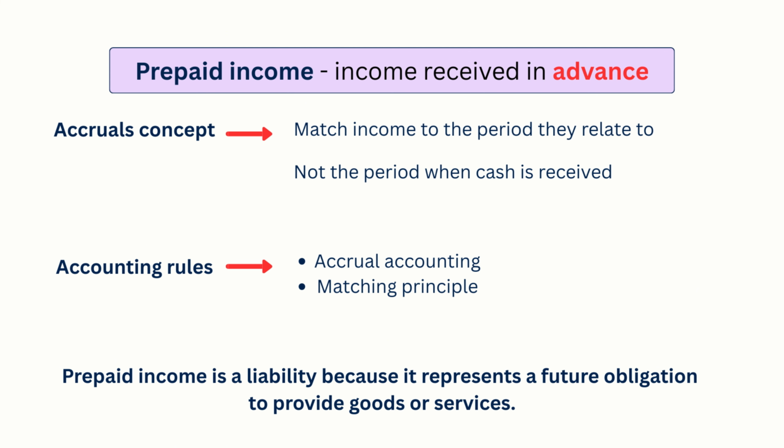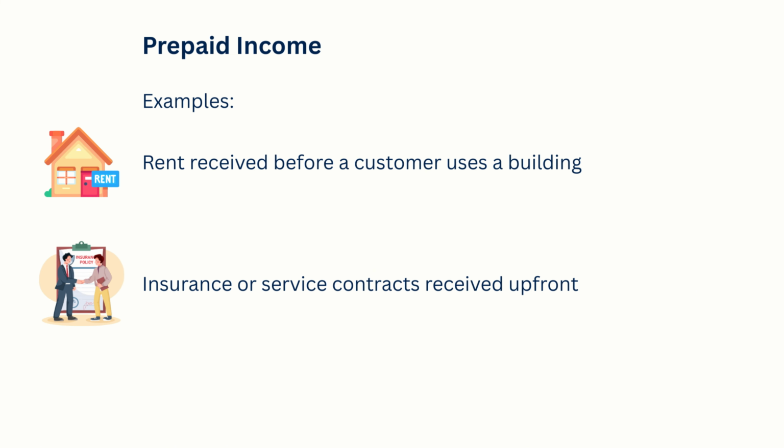A business might receive cash in advance, or it might issue an invoice in advance, but neither of those actions automatically mean the income has been earned. What matters is when the service or access is actually provided. This ensures profits are not overstated or understated in any accounting period. Typical examples of prepaid income include rent received before a customer uses a building, or insurance or service contracts paid up front.